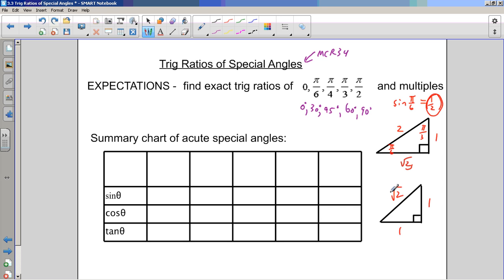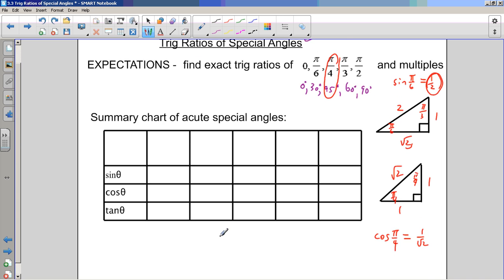Undo, not 45. It is a pi over 4 angle, right? That's what pi over 4 is: 45 degrees. And that was the case. So if I wanted to do the cosine of pi over 4, then it was adjacent over hypotenuse. Adjacent over hypotenuse is 1 over the square root of 2. And I know it's adjacent because of SOHCAHTOA.